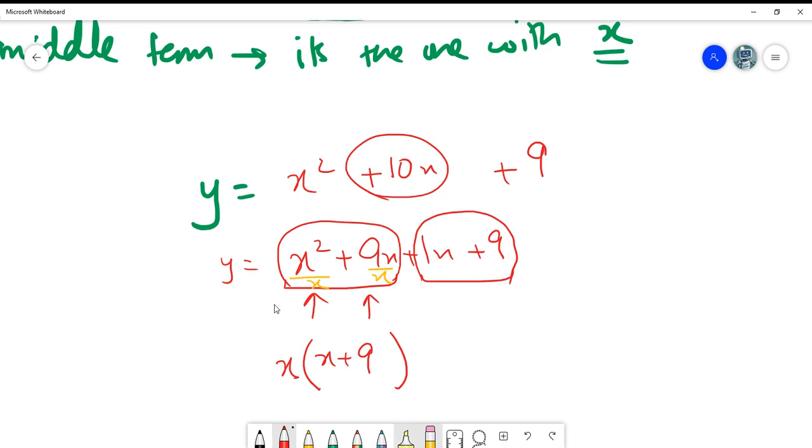Now let's do the same with the other part. Let's take something common from 1x plus 9. Since there's no number common between 1x plus 9, we'll only take 1 as common. So remember, when there's nothing common, you can just take 1 as the common element. Now 1 common means that you divide both of them with 1, and essentially nothing happens and you're left with x plus 9.